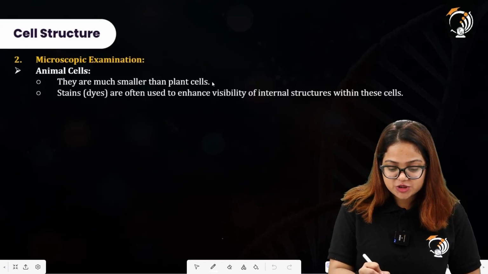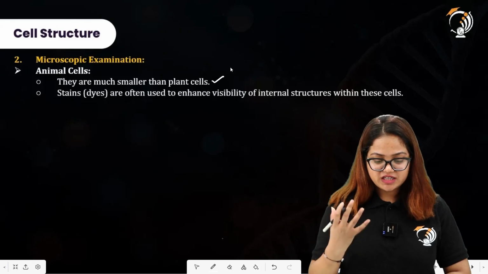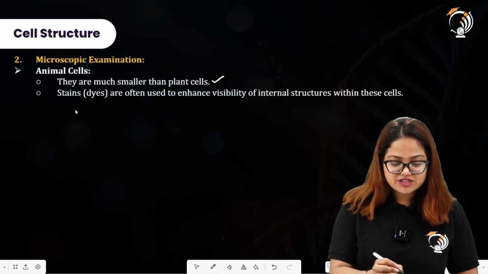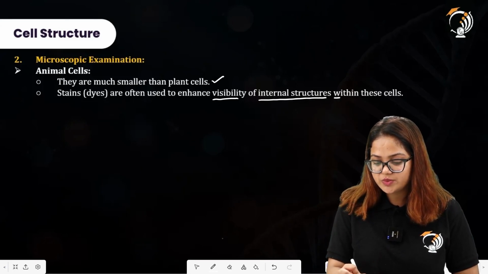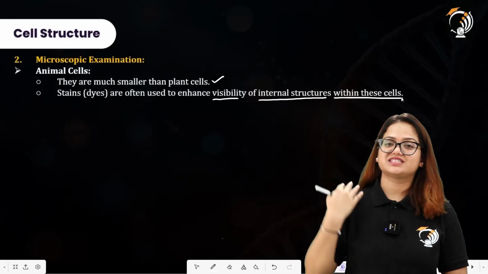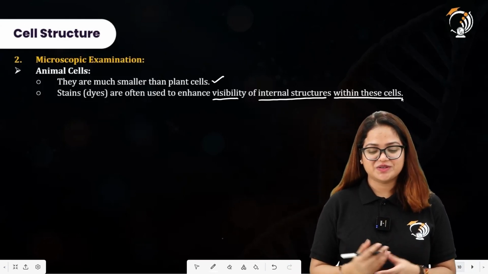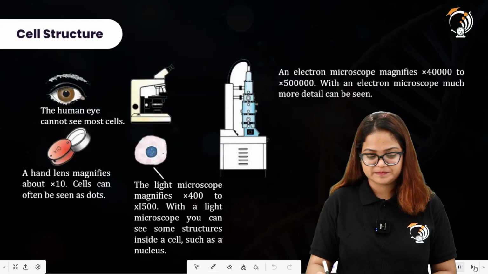Animal cells are much smaller than plant cells, so we need to magnify them more to see them. Stains, or specific dyes, are often used to enhance the visibility of internal structures within these cells whenever we talk about animal cells.